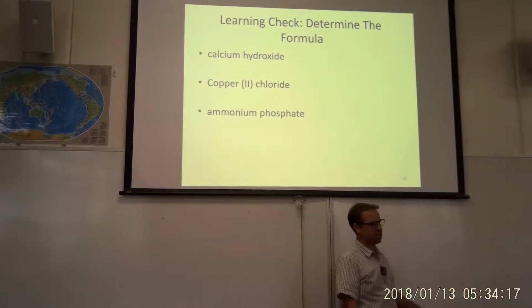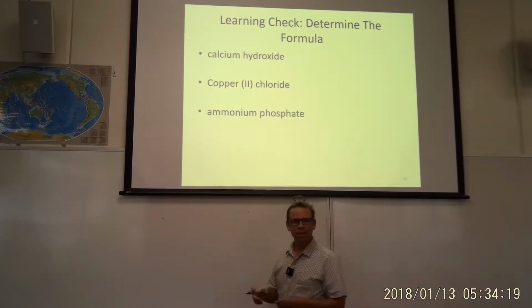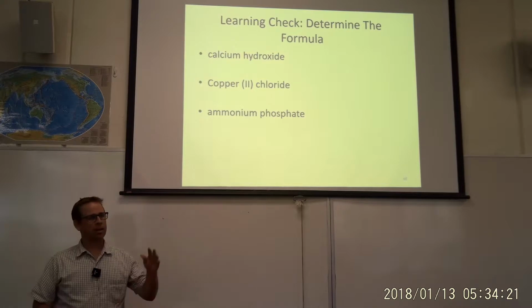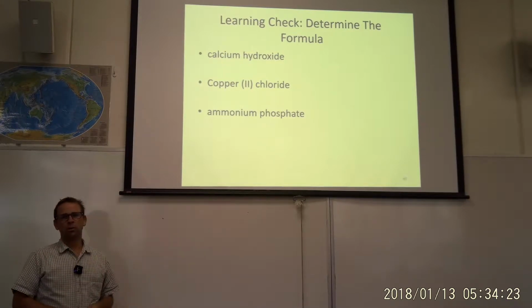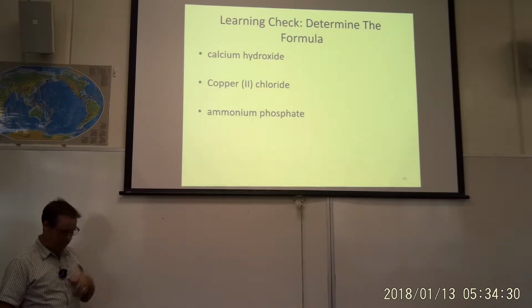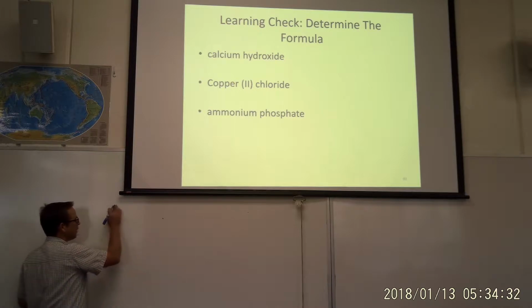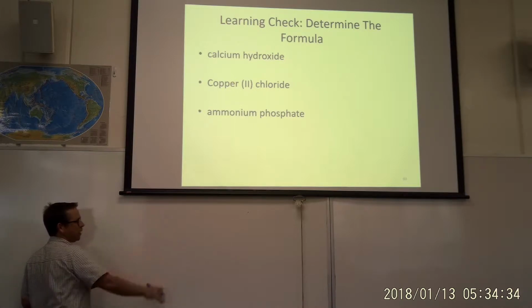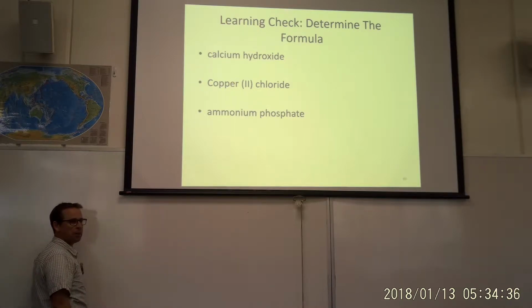So let's go over some of these, right? Calcium hydroxide. Now, when we're trying to identify what the chemical formula is for a given compound, we need to make sure that we can identify the ions. Now, how do I know this is an ionic compound, calcium hydroxide?